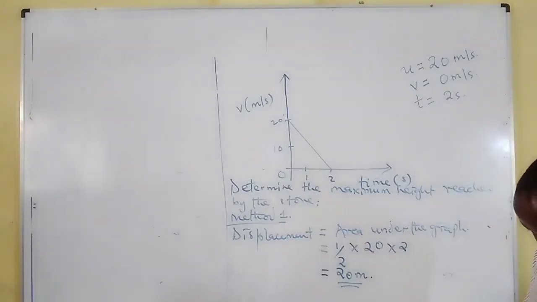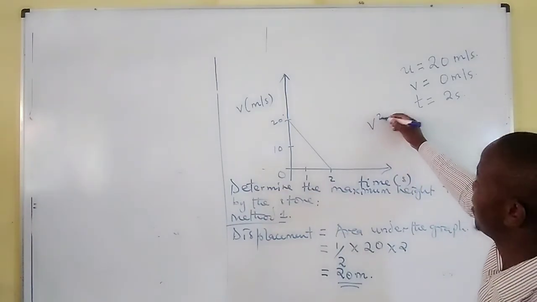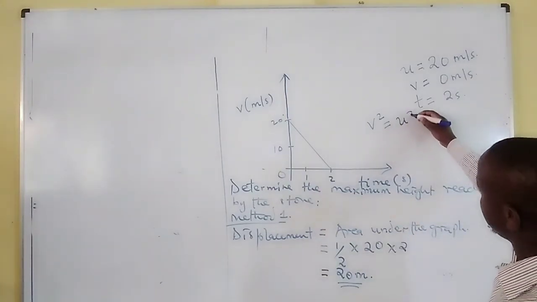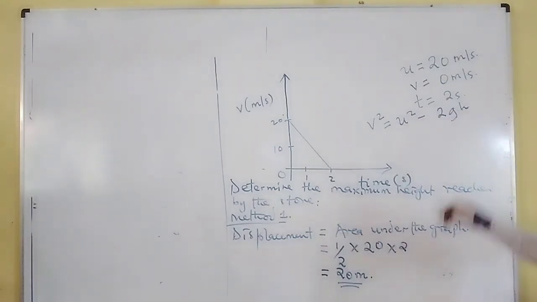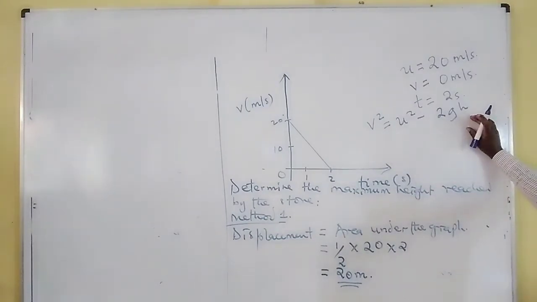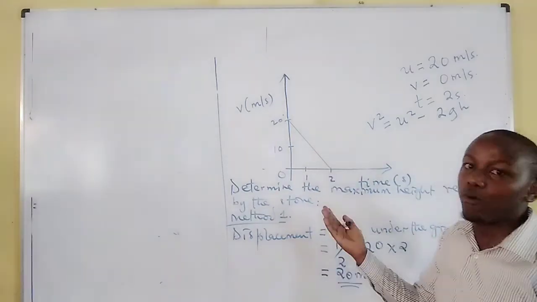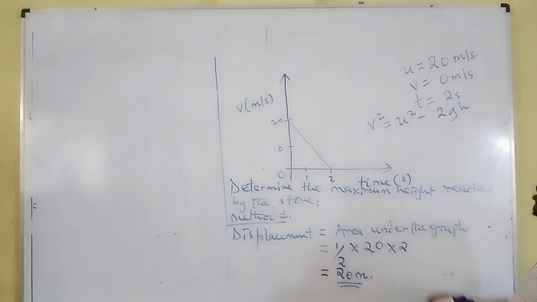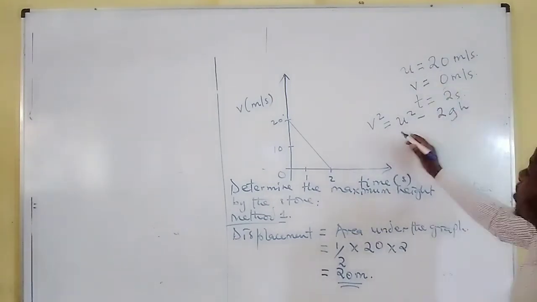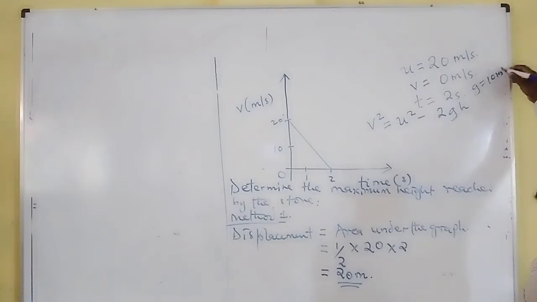Therefore, with this, you can say that there are several equations for linear motion. And one of them is the equation which says that final velocity squared equals initial velocity squared minus 2gh, whereby g is the acceleration due to gravity and h is the height. In this case, we are using a minus because the stone is going upwards and decelerating. If it was projected downwards, we could have used a plus. We know the initial velocity is 20 and the final is 0, and we know that g due to gravity is 10 newtons per kilogram.